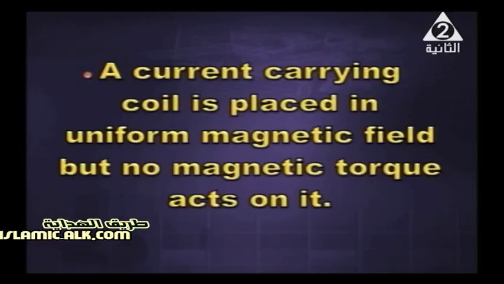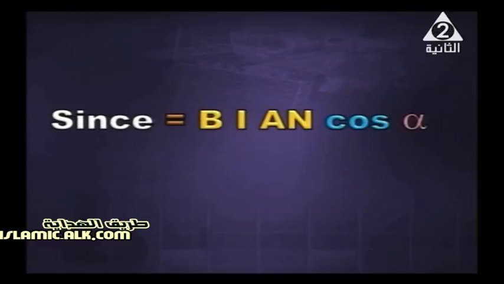Give reason: a current carrying coil is placed in a uniform magnetic field, but no magnetic torque acts on it. No magnetic torque acts on a current carrying coil placed in a magnetic field. This happens in the vertical position. Torque is given by the expression BIAN cosine alpha.